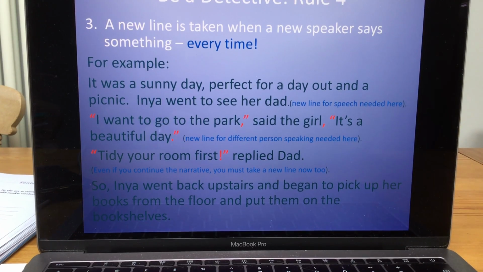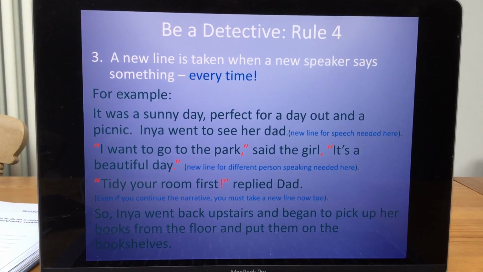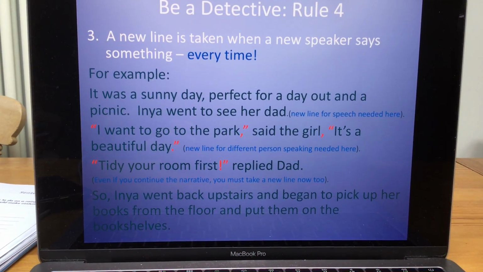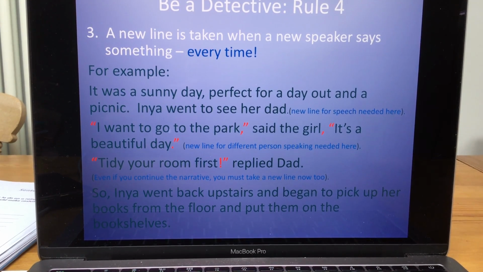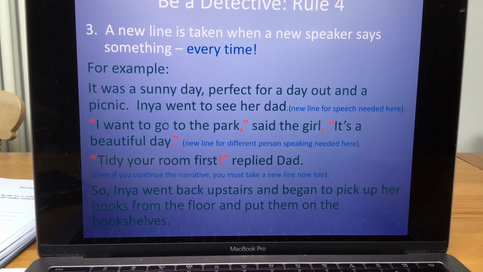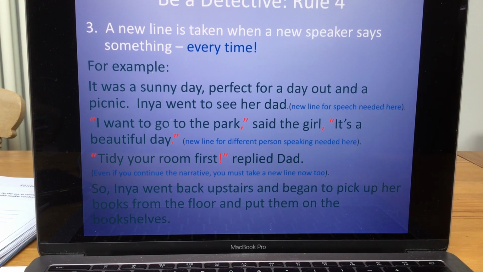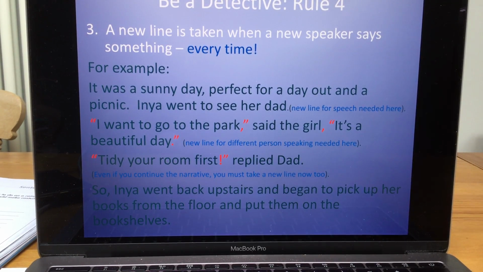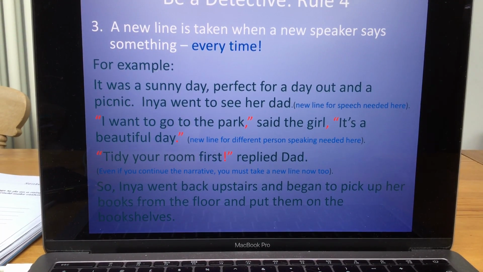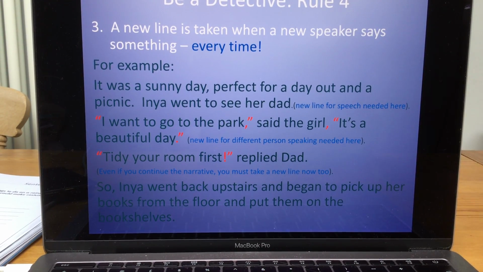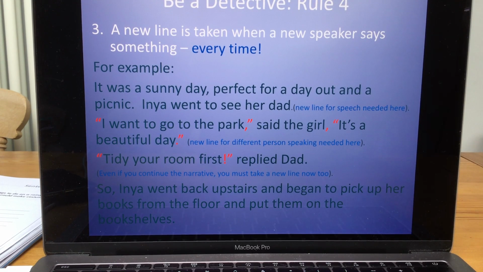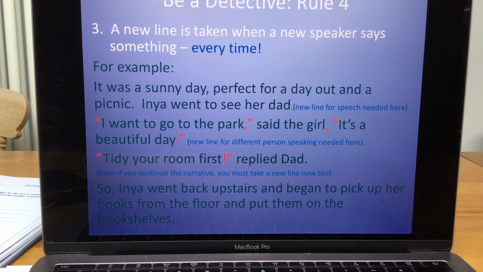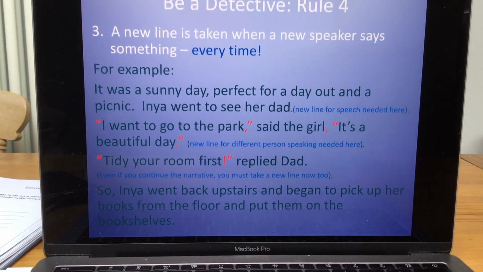So here we've got an example of using a new line, rule 4, for every time a new speaker speaks. So we've got the narrative. It was a sunny day, setting the scene. It was a sunny day, perfect for a day out on a picnic, and I went to see her dad. Speech: capital letter, comma, closing speech marks, said the girl, comma, because she's continuing to speak, speech marks, capital letter, even though it's in the middle of a sentence.